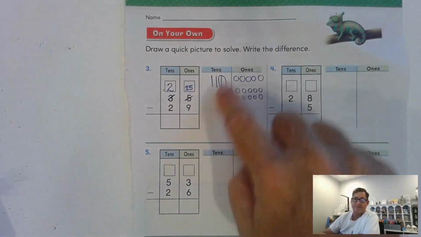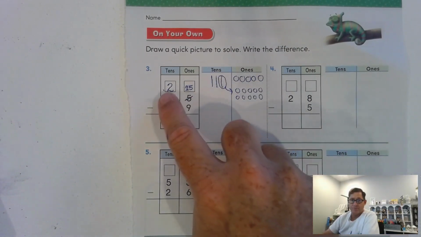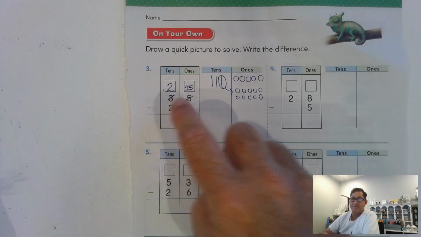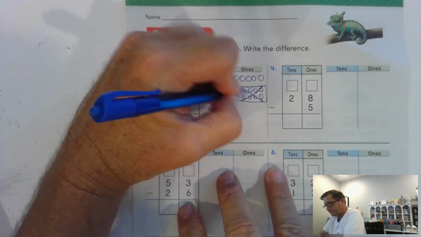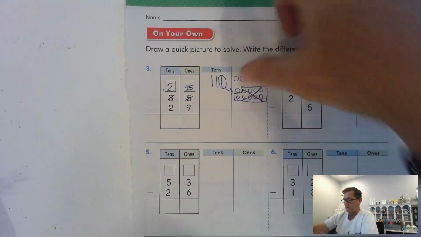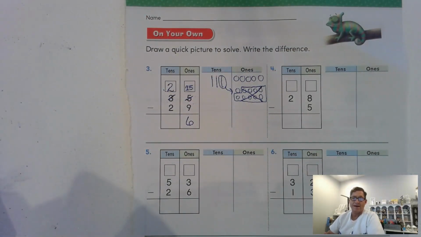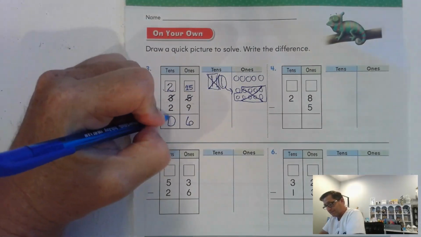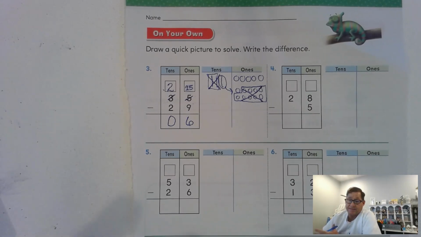Now I have 15 ones. I started with 5 ones. I regrouped by adding 10 ones to the 5 ones. Now I have 15 ones and I have 2 tens left. All right, I can take away 9. And that leaves me 6 ones. Now I have to take away 2 tens. So I have 0 tens left. So 35 minus 29, 6.